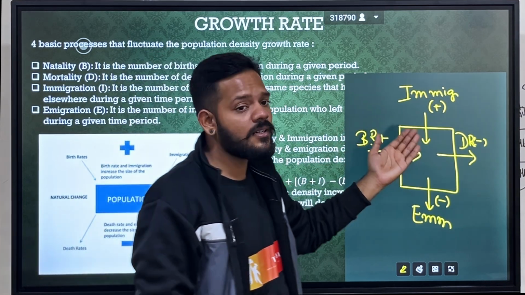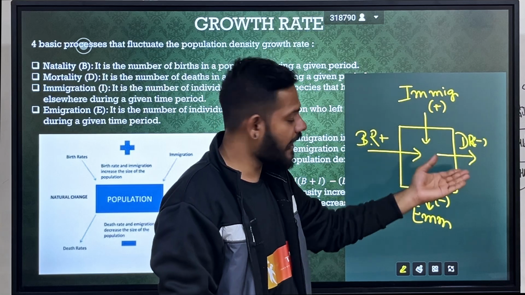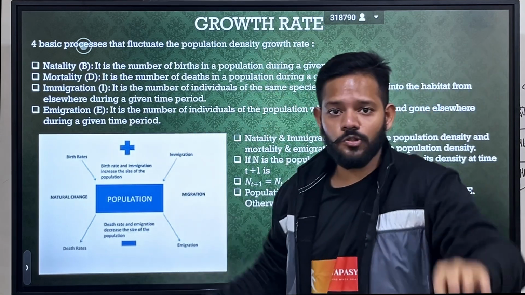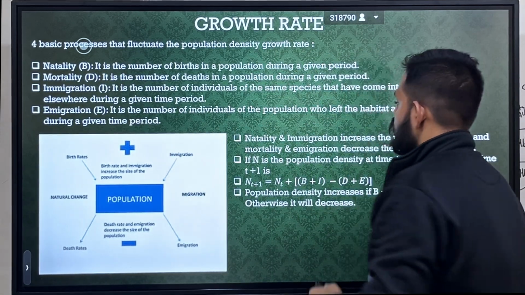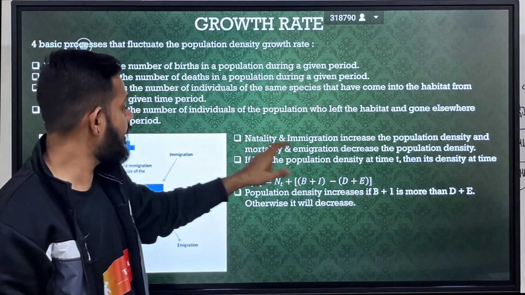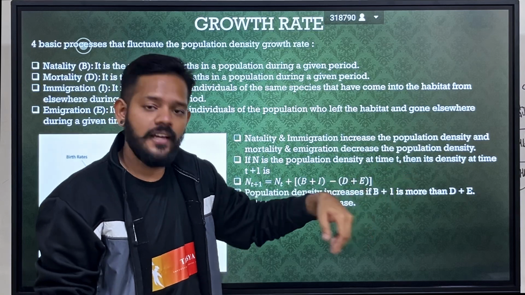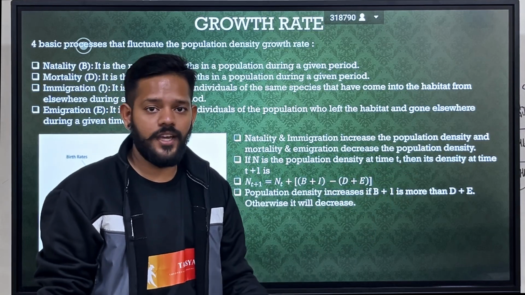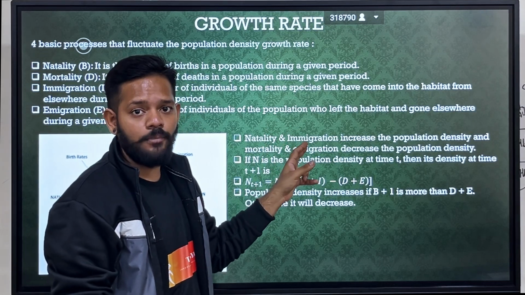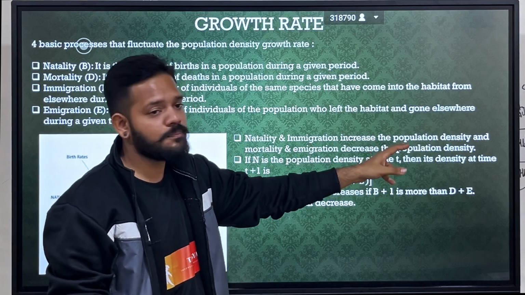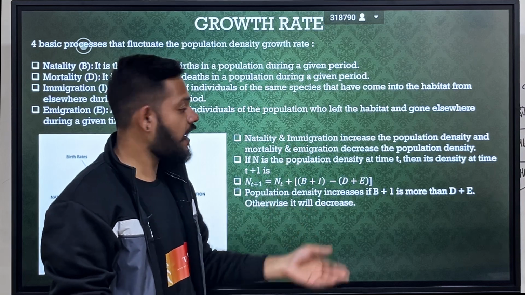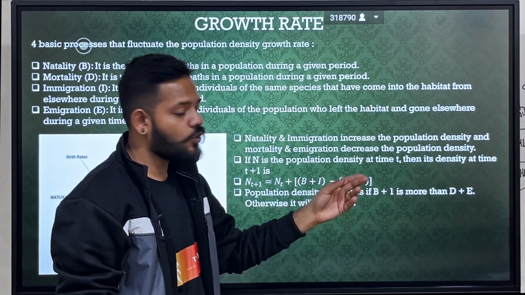Birth rate increases the population statistics of that area, while death rate decreases the statistics of a particular area. So all these things come together and form your growth rate. Natality and immigration increase the population density, while mortality and emigration decrease the population density. Natality is positive, increasing the number of population; immigration, again positive, increases the number of population, so increases the population density. Mortality and emigration decrease the population of an area, so they are inversely proportional to your population density.